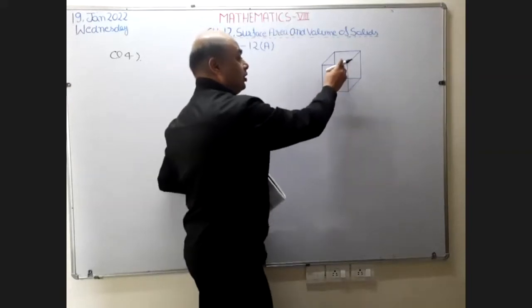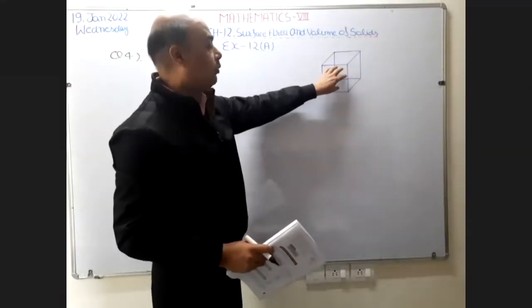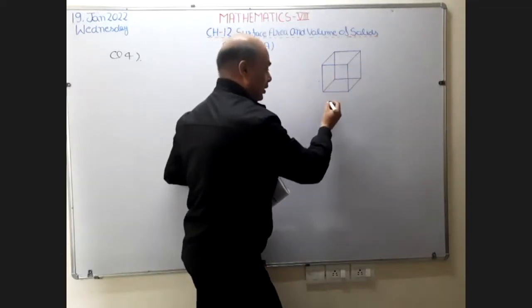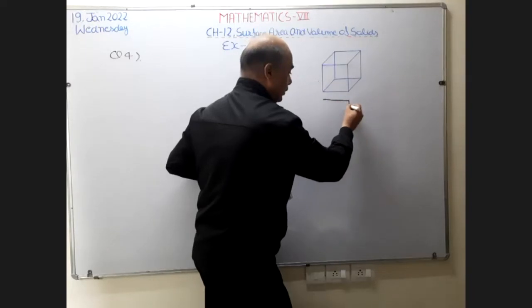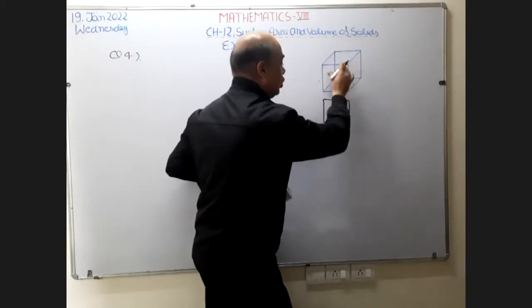So see, this is the cube. This is the shape of cuboid. Sorry, cube. What is the face? What is the shape of this face? I want to separate from this figure. I separated. See, one face of this cube I separate.